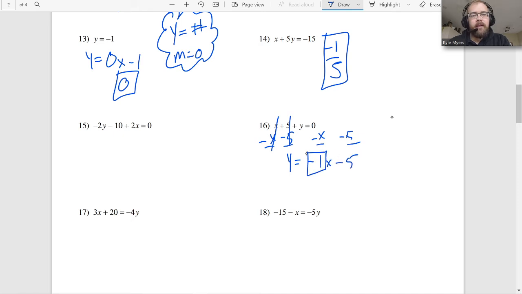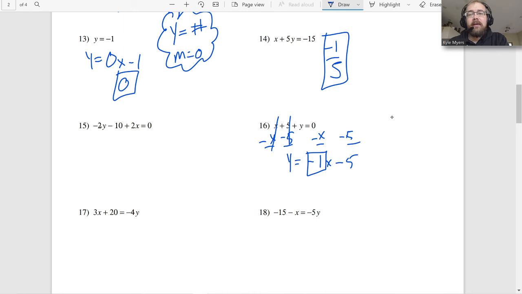Boom, boom. Y equals negative 1x minus 5. The slope is right there. So that's one way to do it. If it's not in any form, not in standard form, not in point slope form, not in slope intercept form, you can solve it for y and get it into slope intercept form. Or you can solve it and just get it into standard form.